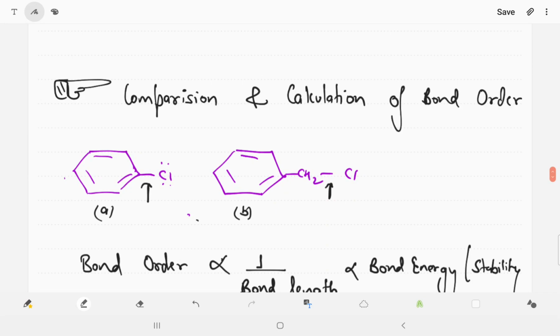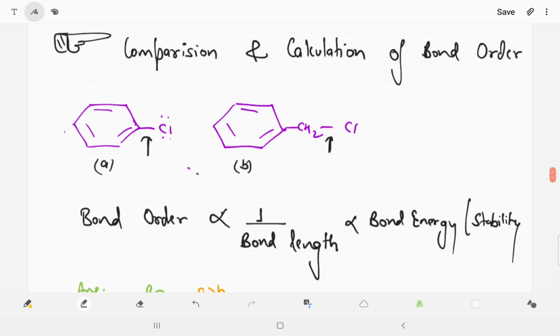Now, the next application of resonance is comparison and calculation of bond order and bond length. We are going with bond order first of all. Bond order is inversely proportional to bond length. So as bond length increases, bond order decreases. Bond order is directly proportional to bond energy. The more the bond order, the more the bond energy and the more the stability of that compound.